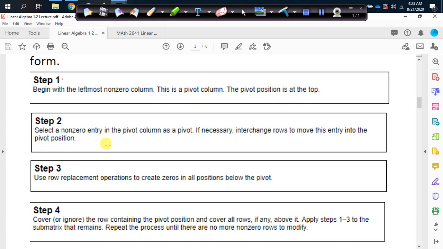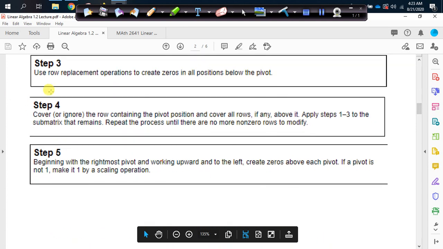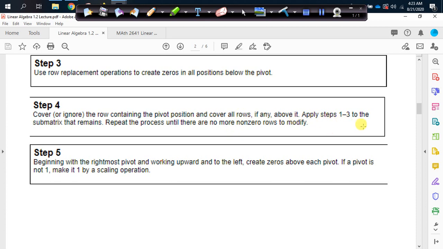Select a non-zero entry in the pivot column as a pivot. If necessary, interchange rows to move this entry into the pivot position. Use row replacement operations to create zeros in all positions below the pivot. Step 4, ignore the row containing the pivot position and cover all rows, if any, above it. And then you apply steps 1 through 3 to the submatrix that remains. Repeat the process until there are no more non-zero rows to modify. So basically in these steps we're getting that little triangle of zeros in the bottom of the matrix.